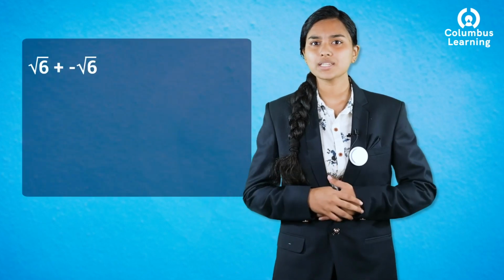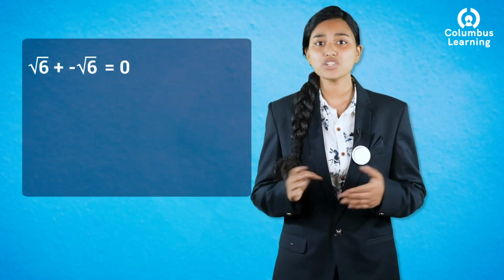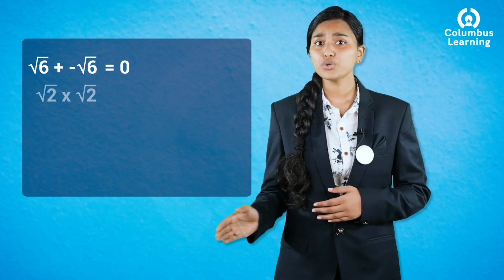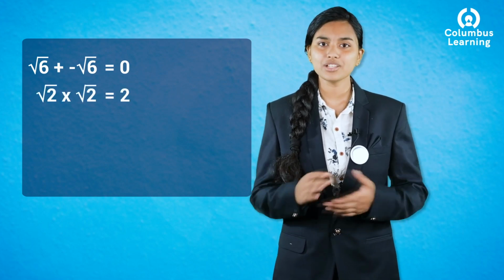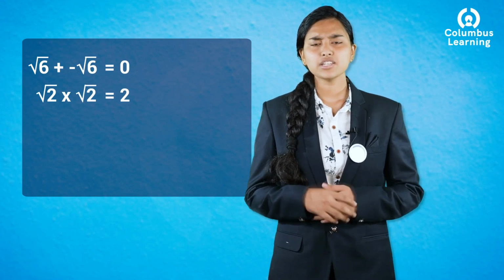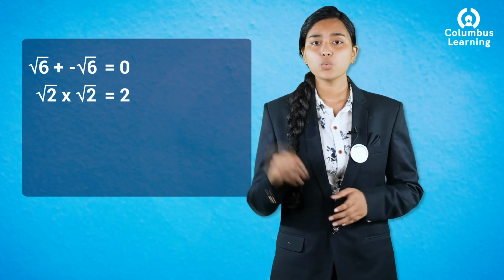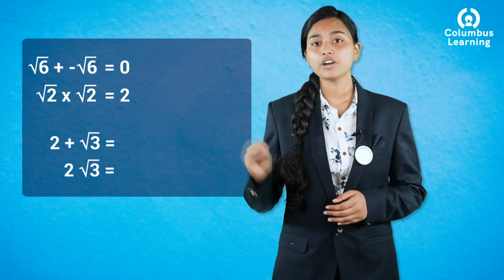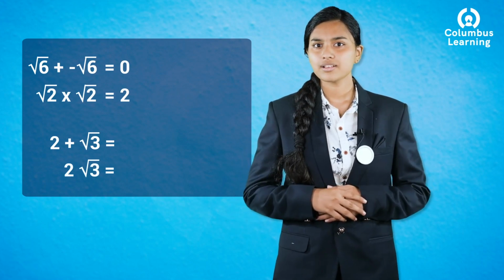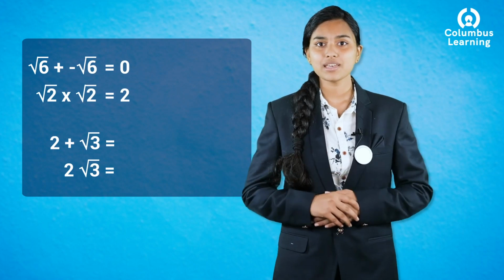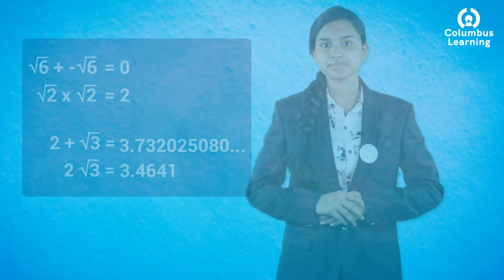For example, root 6 plus minus root 6 is equal to 0, which is a rational number. And also, root 2 into root 2 is equal to 2, which is also a rational number. And the question is, what if we add or multiply a rational number with an irrational number? The answers will be an irrational number. Now let's go through some examples.